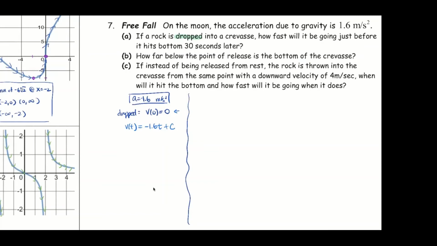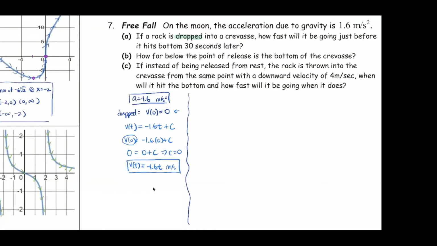So let's plug in that initial condition. v of 0 equals negative 1.6 times 0. Well, v of 0 is 0, so 0 equals 0 plus c. C is 0. So sometimes the constant turns out to be 0, which is fine. Because then that tells me officially my v of t is negative 1.6t meters per second. Okay? So that's really good.